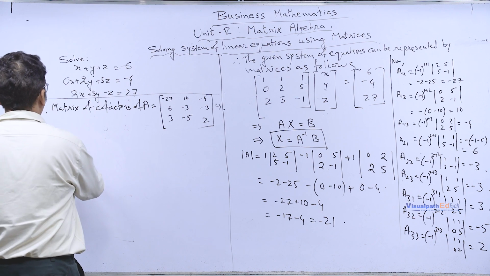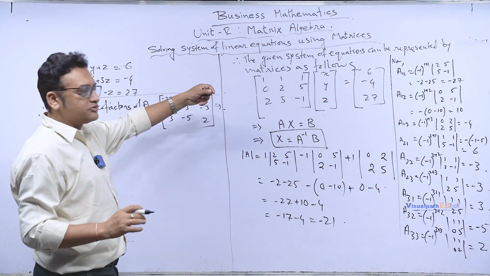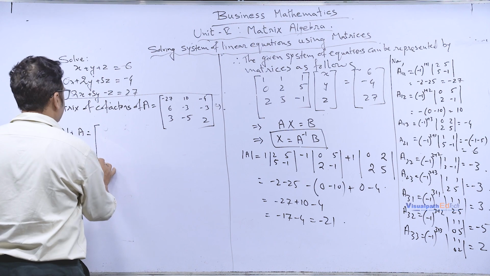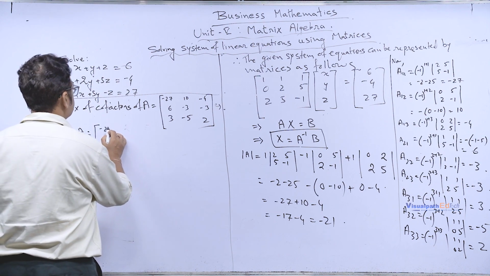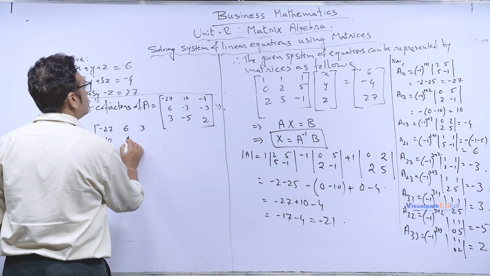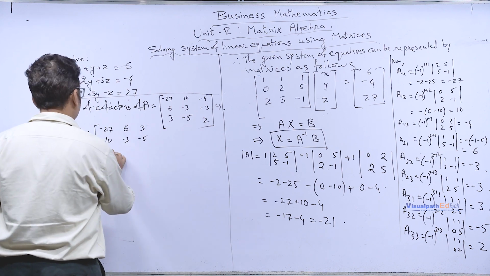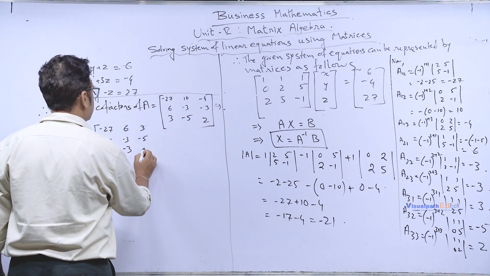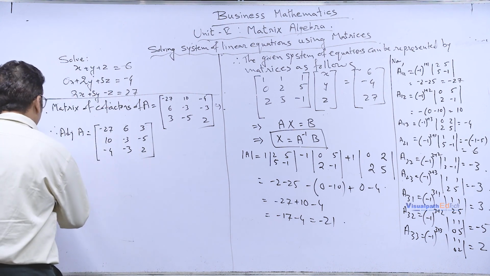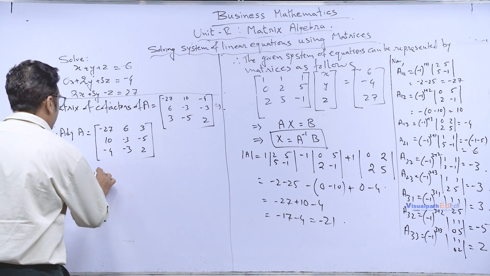Okay. Therefore, adjoint A. Adjoint A is just the transpose of this. Change the rows to columns or columns to rows. Okay. So we will get minus 27, 6, 3, 10, minus 3, minus 5, minus 4, minus 3, and 2. Now that is adjoint of A. So therefore, A inverse is 1 by determinant of A into adjoint A.